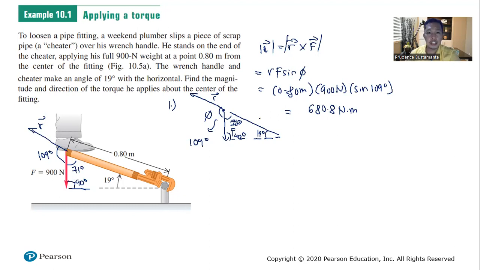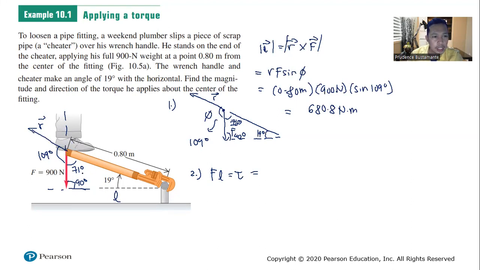For the second definition, number two, the torque magnitude is equal to F times L. So you need to find the line of action. In this case, this is the perpendicular, this is the line of action. So this is your L.